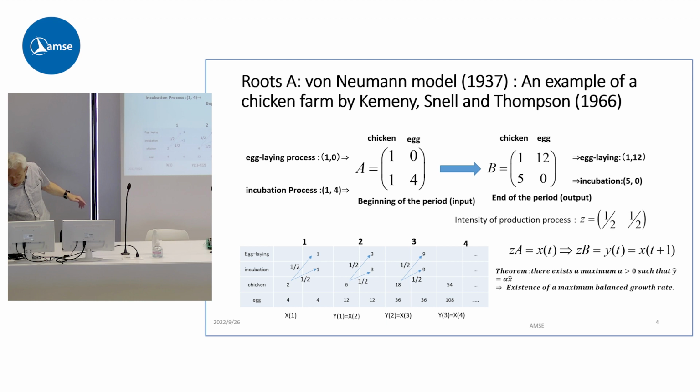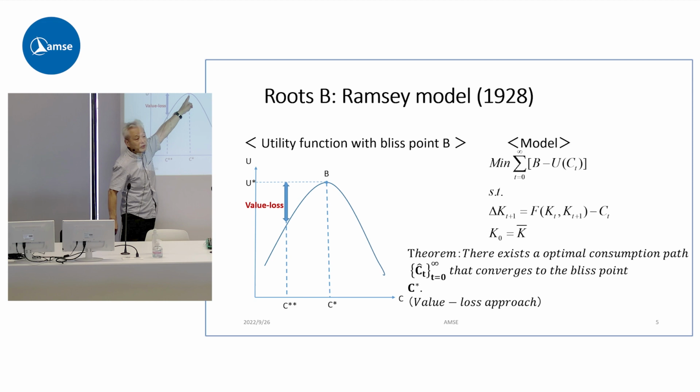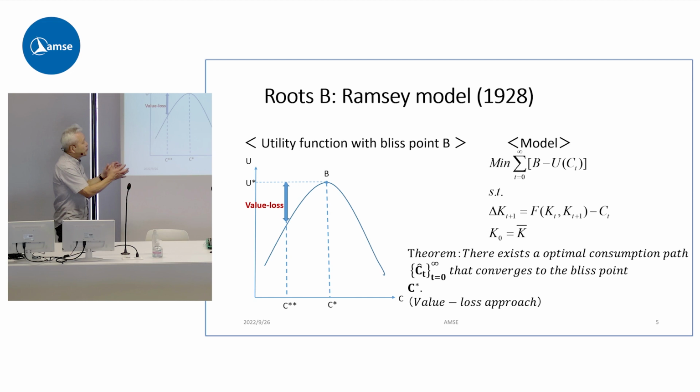So this is actually Route B, the Ramsey model, very different. Ramsey's original model considers a utility objective function that has a hill, and here is the top. This is the satiation point, the bliss point. So if people consume a little bit away from this bliss point, we have so-called value loss. If you consume more, still we have some value loss. So he adds up those value losses and tries to minimize them. The optimal path should minimize this objective function, based on the accumulation equations.